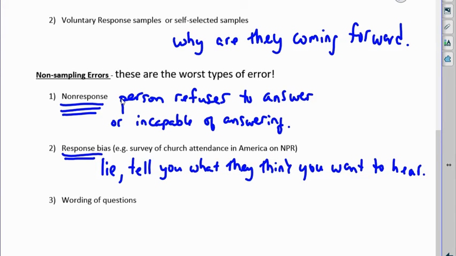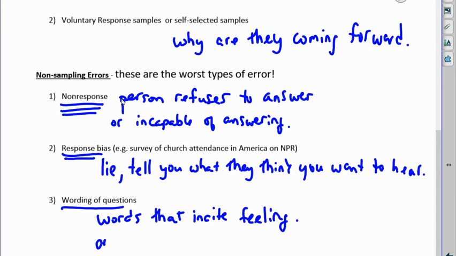And then the wording of your questions might influence someone, like maybe using words that incite strong feelings. Maybe also the order of the answers. Like Joe Biden having his last name with B is higher than Trump on the ballot, and that is actually considered to be an advantage.